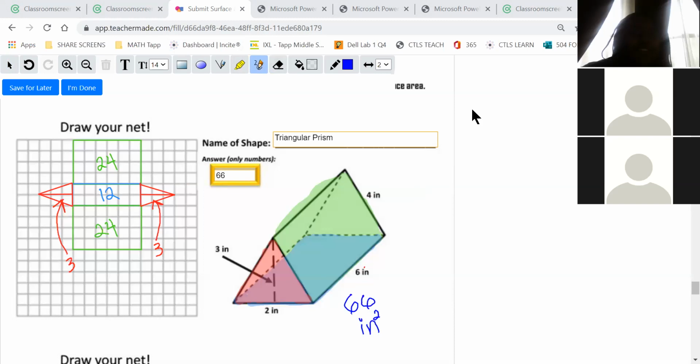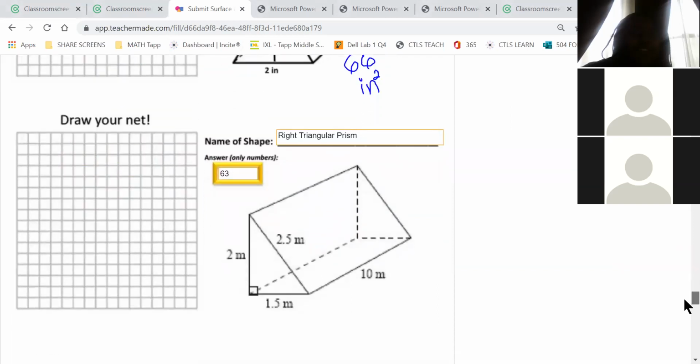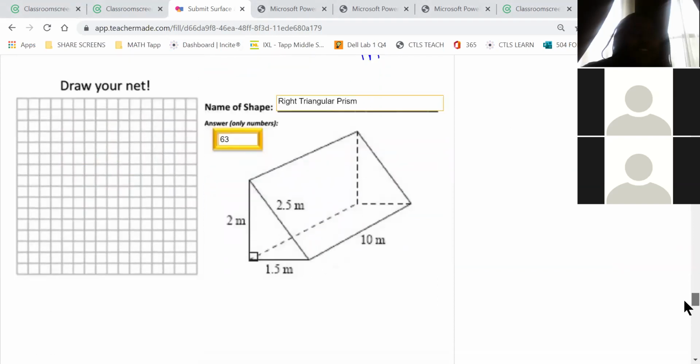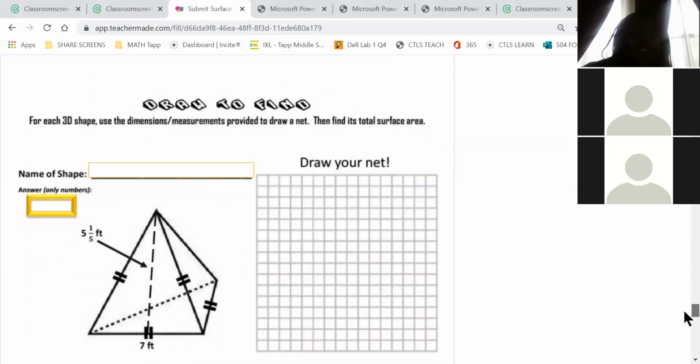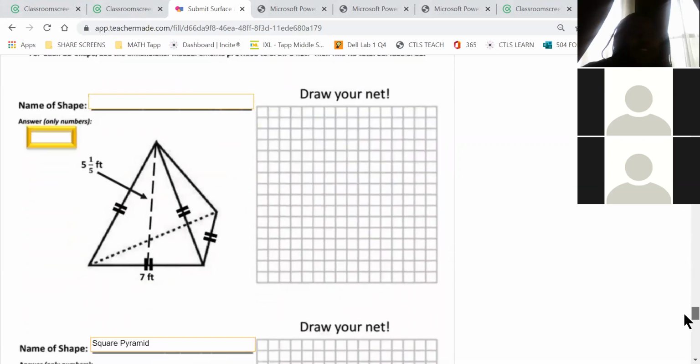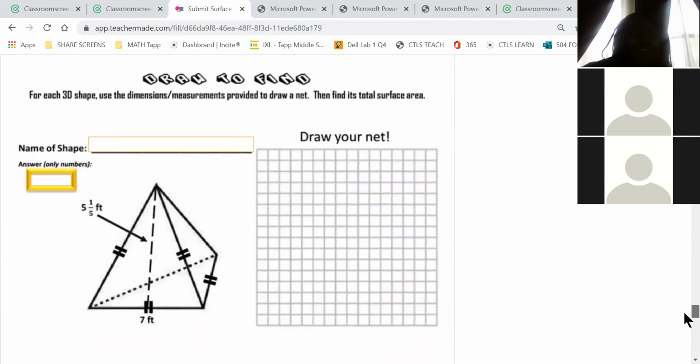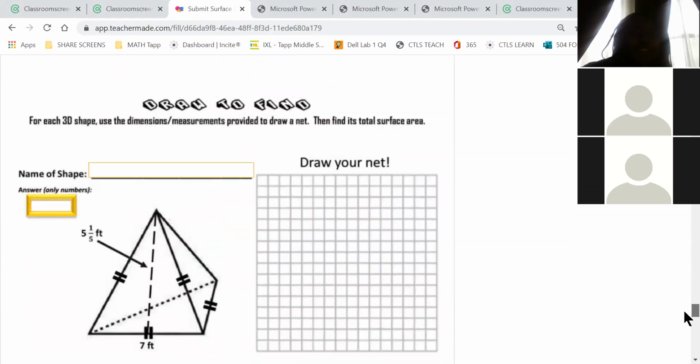All right, so now I'm going to clear and I'm going to move on to the next one. Let's see what's another one I want to show you guys. I showed you guys how to do this right triangular prism in class, so I'm not going to do that one again. Let's go over this one. I think I showed one class how to do this one, but I want to go ahead and have it on record how to do this one.